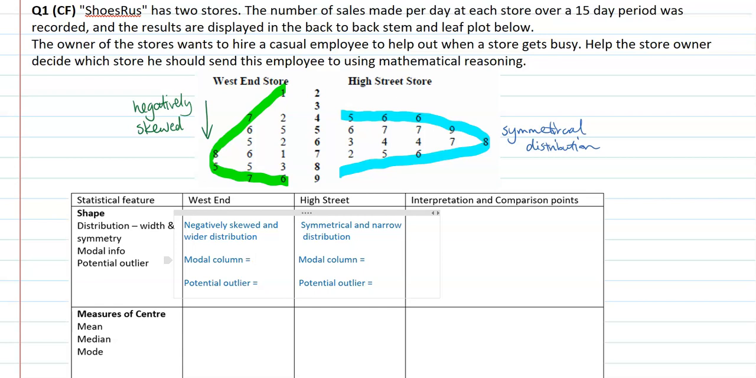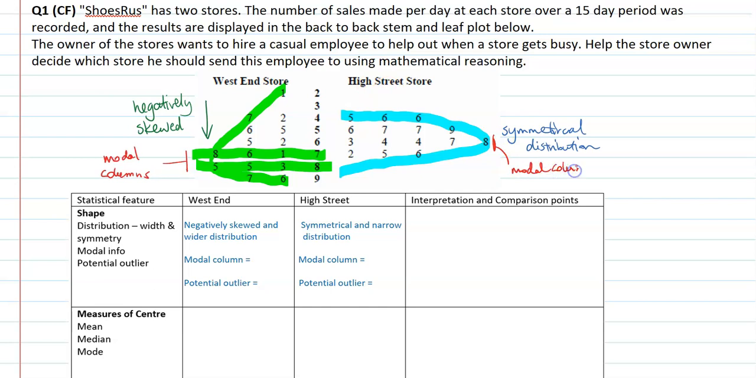The next thing I need to comment on is any modal information. So if I have a look at the stem and leaf plot, the modal column in the West End, we have two. So the 70s and 80s are the modal columns. Whereas in the High Street store, we just have one. And that's in the 60s.